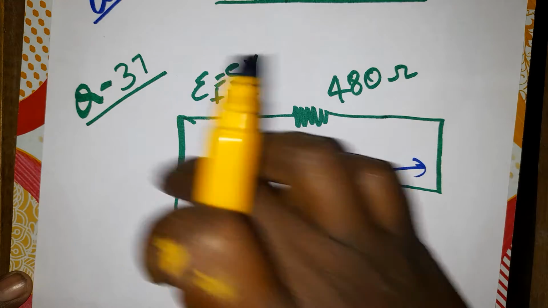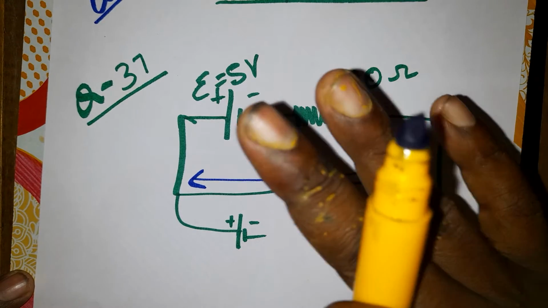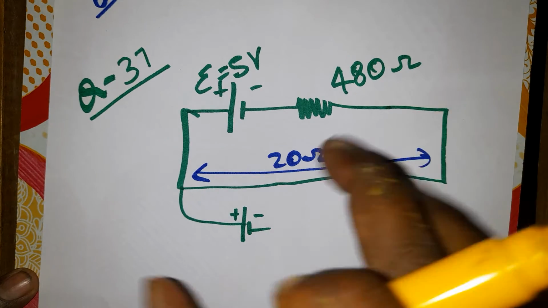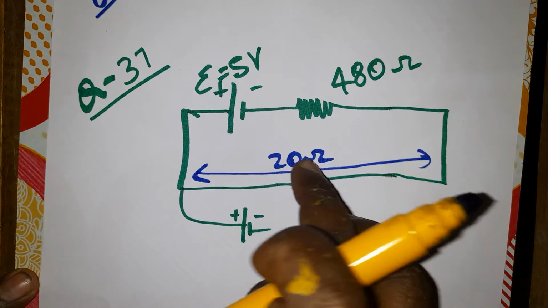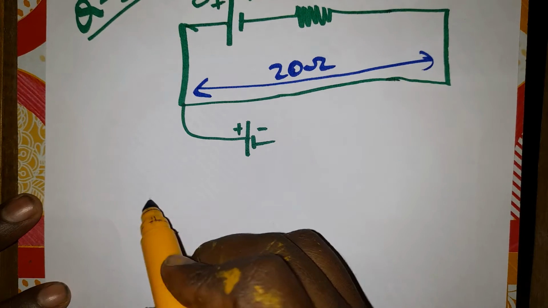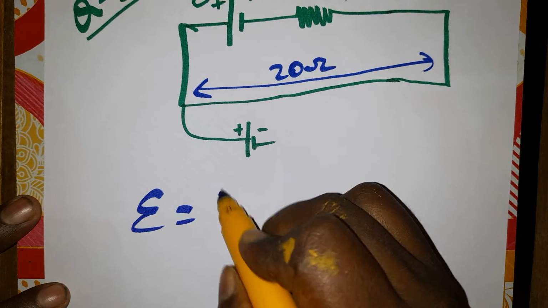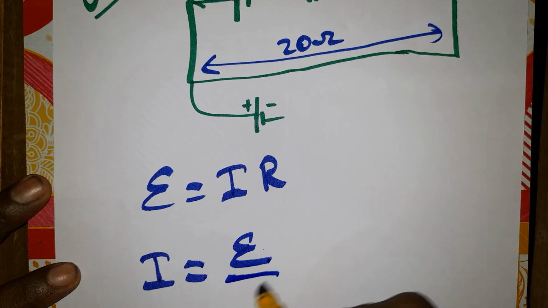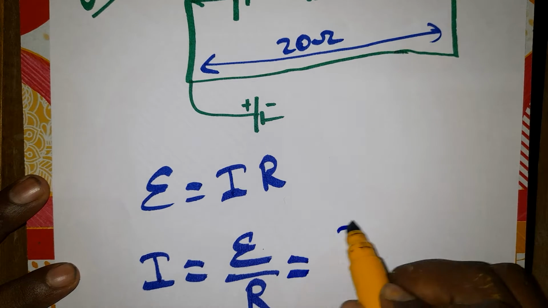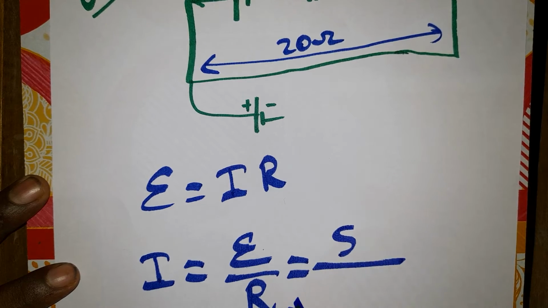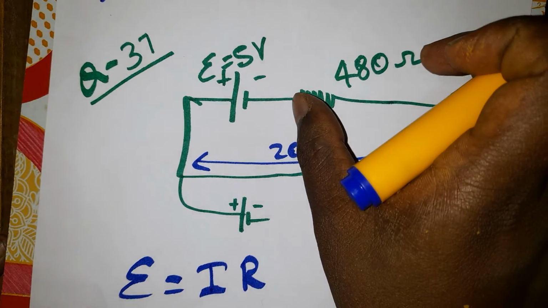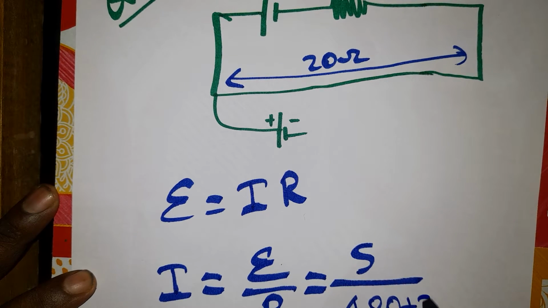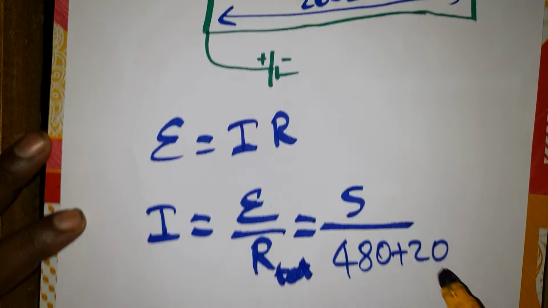First we'll solve the primary circuit, the current flowing in the primary circuit. EMF is there, resistance for this is 480, this is 10 meter wire, this resistance is 20 ohms. Normal solution only. EMF is equal to IR. I want the current. Current is equal to EMF divided by R. EMF is 5. What is R? Total R. It's going to be 480 plus 20, which is 500.